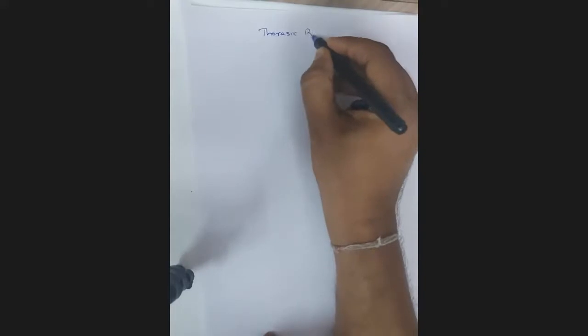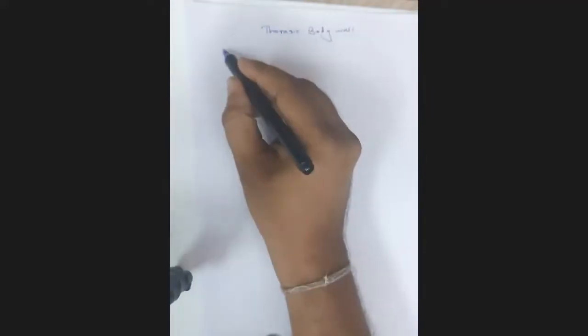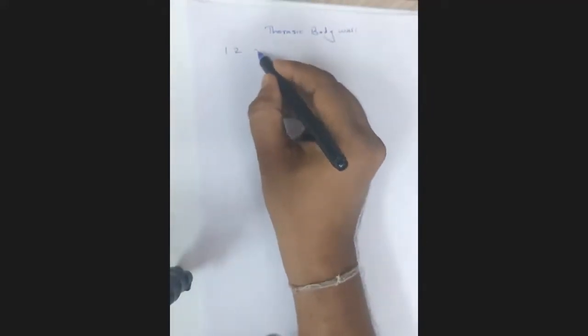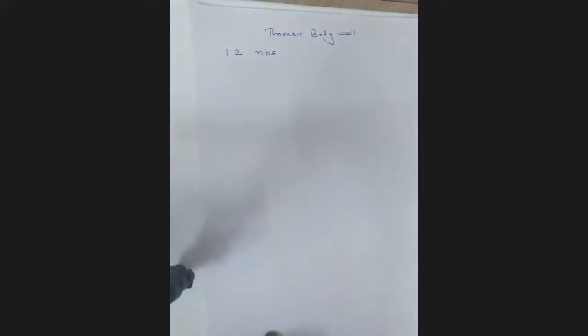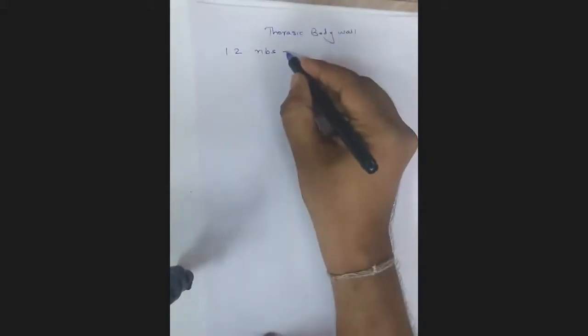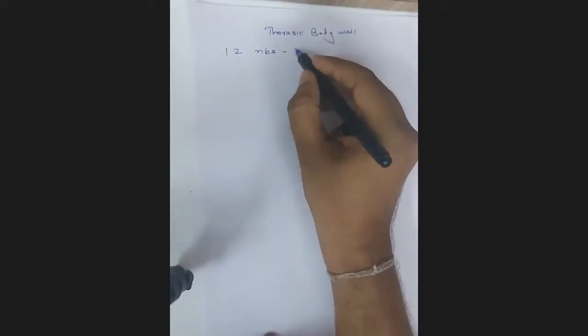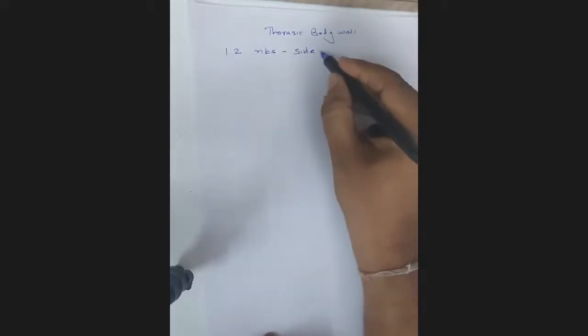So in today's session, we are going to discuss the thoracic body wall. Now the thoracic body wall, or the thoracic wall, basically is composed of 12 ribs. Okay, it is composed of the 12 ribs which are there on the side, laterally.